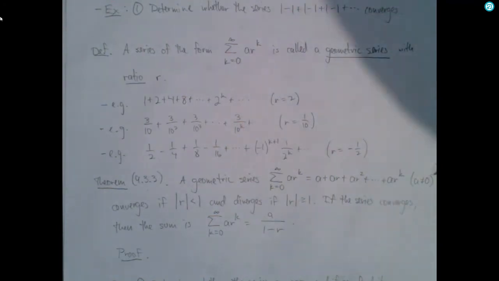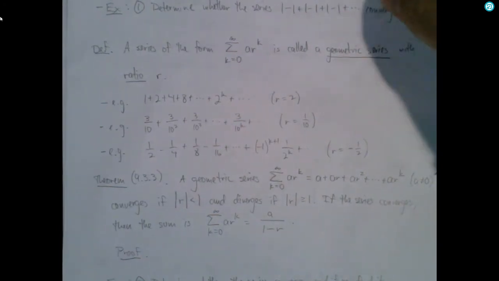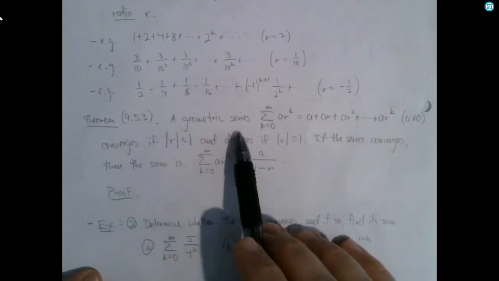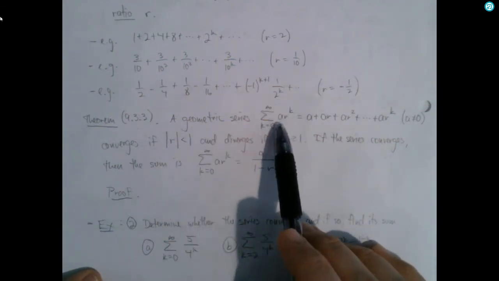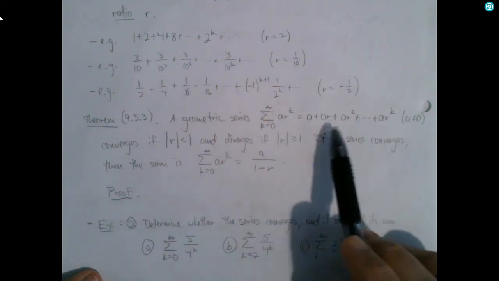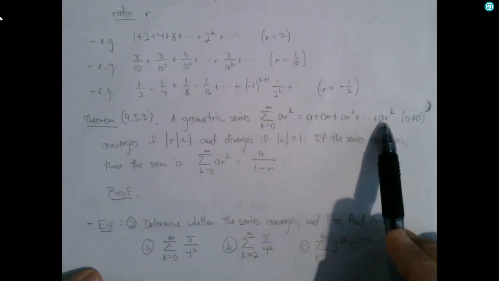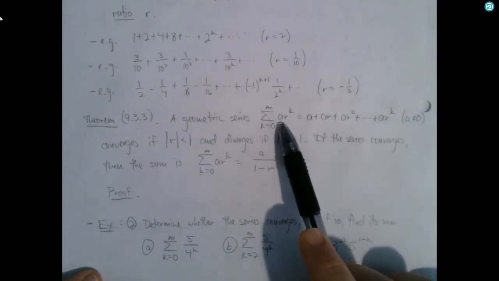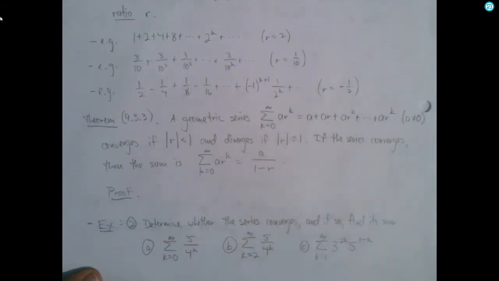Okay, so here's a fact about geometric series that is very useful to us. A geometric series, the sum of a times r to the k, here's the expansion of that series. And here we're assuming a does not equal 0. If a does equal 0, then this is just boring. It's just 0 plus 0 plus 0 a bunch of times, and the sum is just 0.